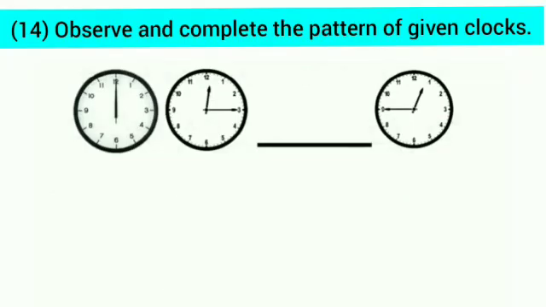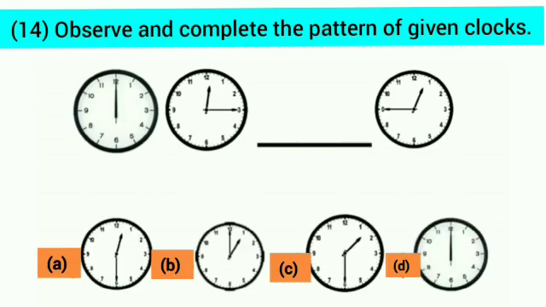Question number 14. Observe and complete the pattern of given clocks. Here, some clocks are given to us. Let's see all these clocks. After seeing the pattern of first and second clock, we come to know that there is a difference of 15 minutes. In the second clock, the minute hand moves in clockwise direction and comes to 3. In this way, the second clock moves 15 minutes ahead than first clock.